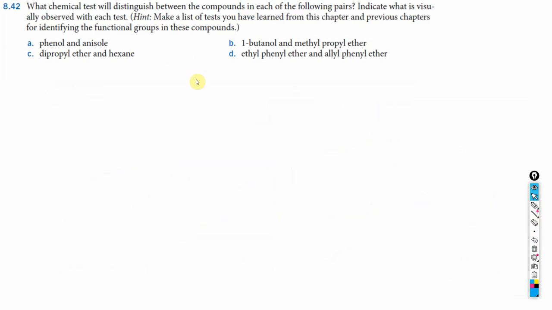Okay. Alright, so in this problem we will try to understand what kind of chemical test can be used to distinguish between the pairs of compounds here.